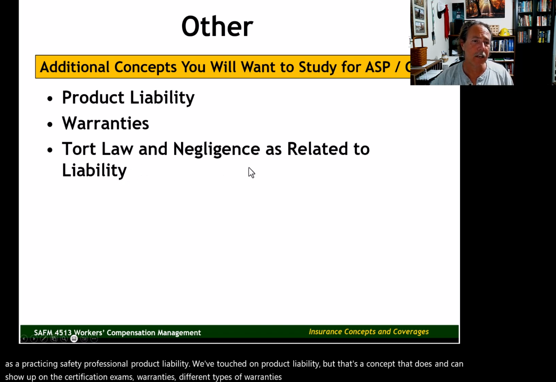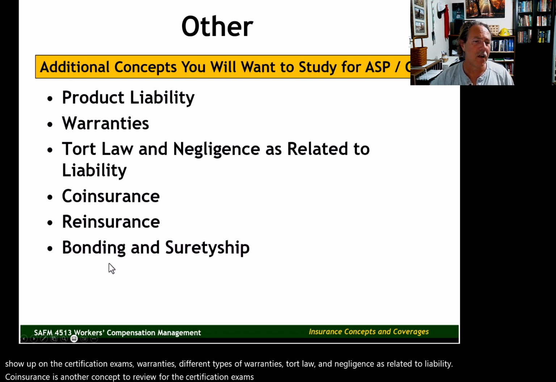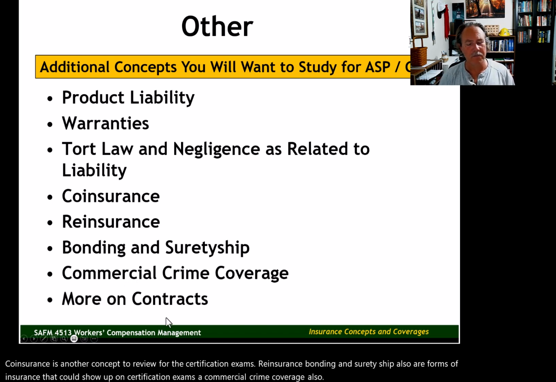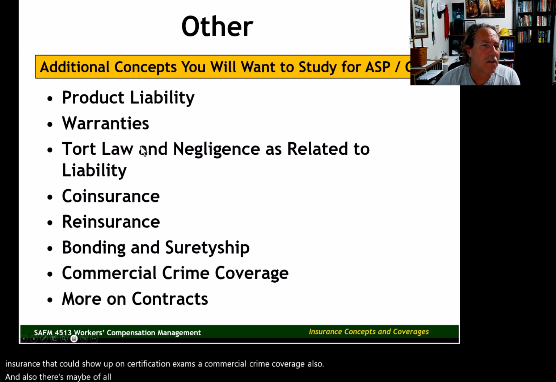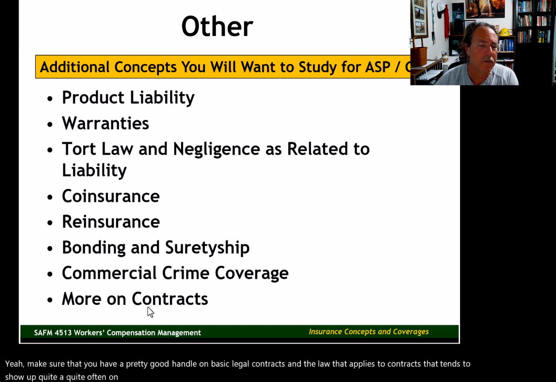Tort law and negligence as related to liability. Co-insurance is another concept to review for the certification exams. Reinsurance. Bonding and suretyship also are forms of insurance that could show up on certification exams. Commercial crime coverage also. And of all of these concepts, make sure that you have a pretty good handle on basic legal contracts and the law that applies to contracts. That tends to show up quite often on certification exams.